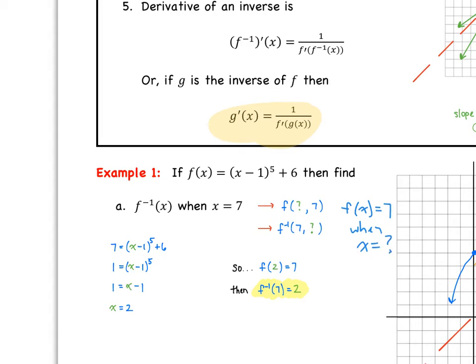So I'm going to set f equal to 7, and we're going to solve for x. We subtract 6, we take the 5th root of both sides, we add 1, and we get x equals 2. So that tells us f of 2 equals 7. So f inverse of 7, when x equals 7 for the inverse, is 2. So that's our answer. Find f inverse of x when x equals 7. Our answer is 2.